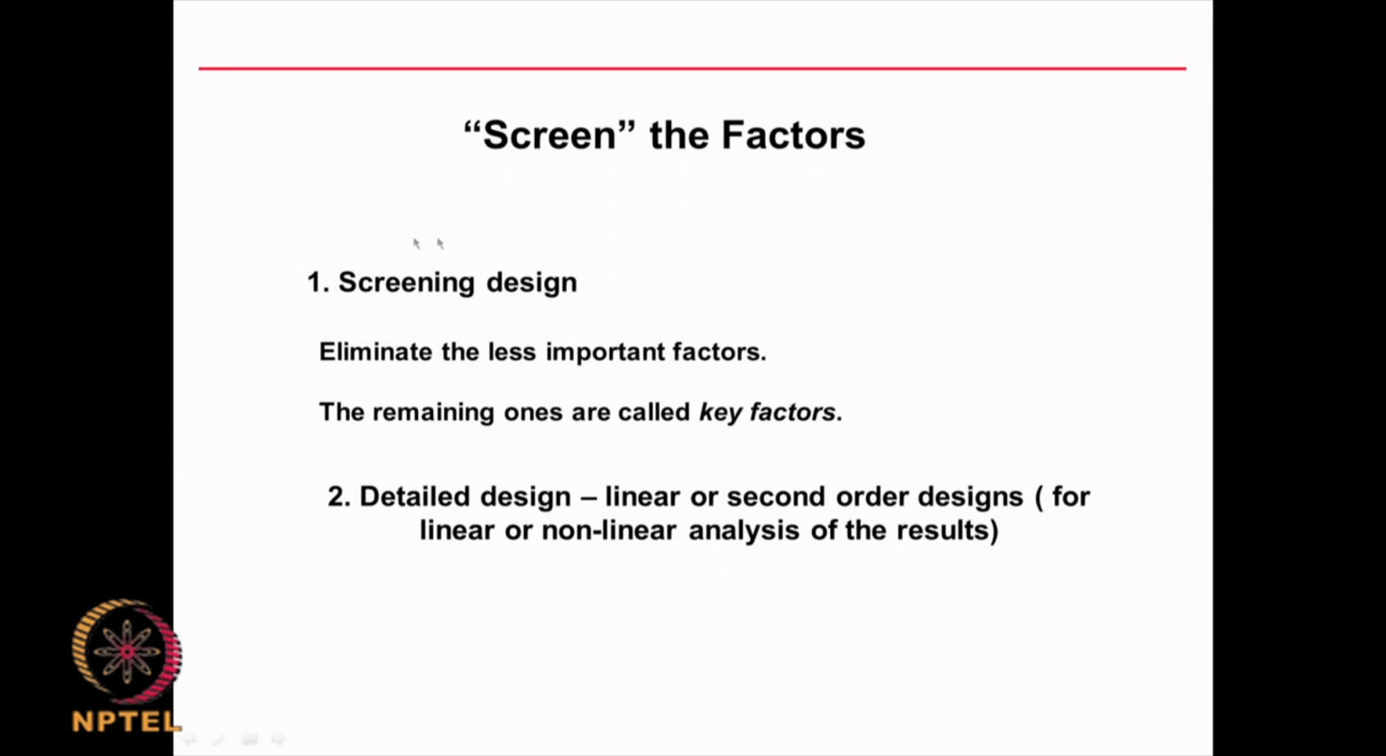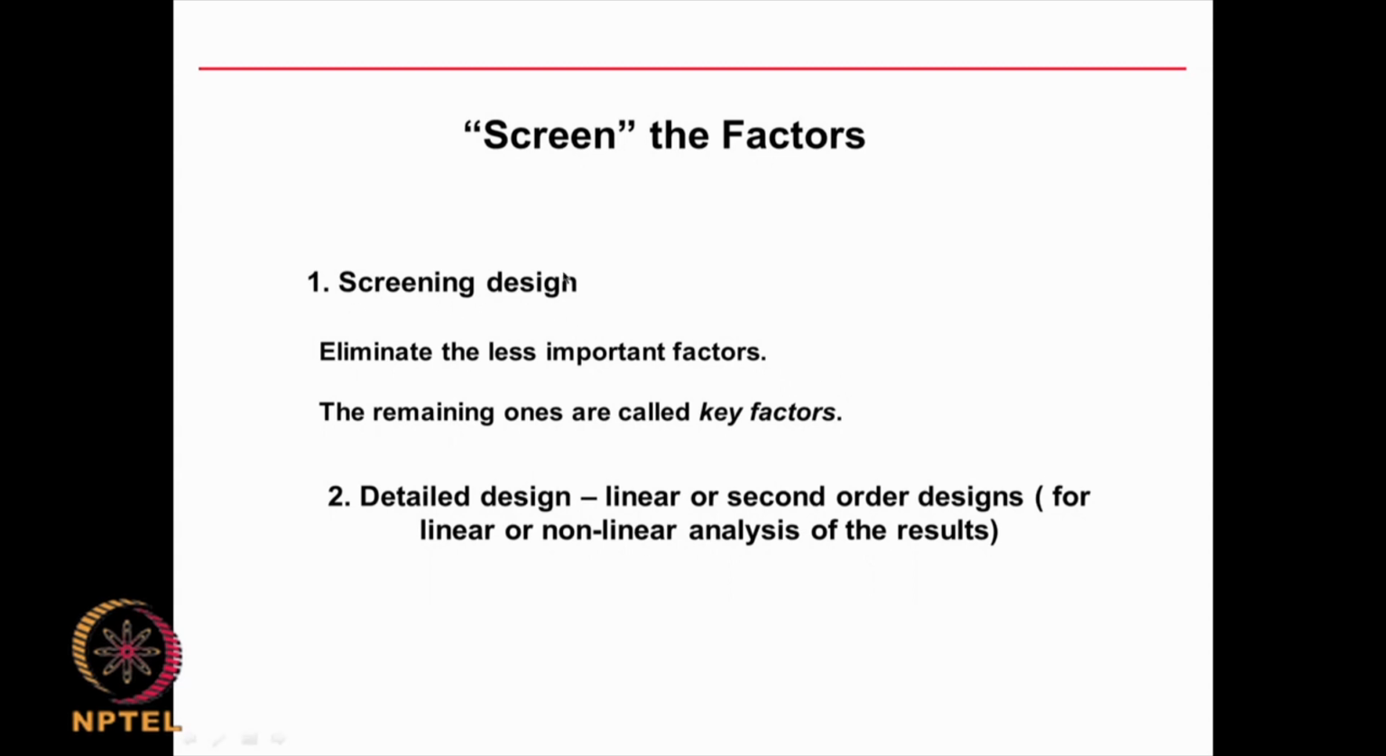Initially you do something called a screening design. You eliminate less important factors, and the remaining factors are called key factors. Then you do a detailed design. You have linear designs and second order designs, so that you can fit a linear or non-linear type of regression mathematical equation. So you have key factors which you have shortlisted from the entire set of factors using a screening design.